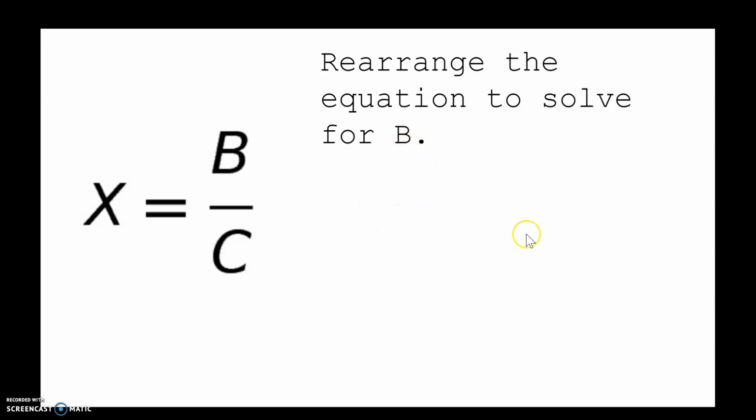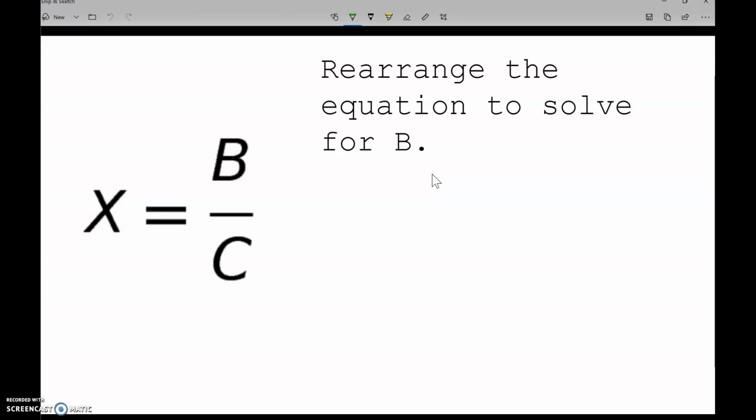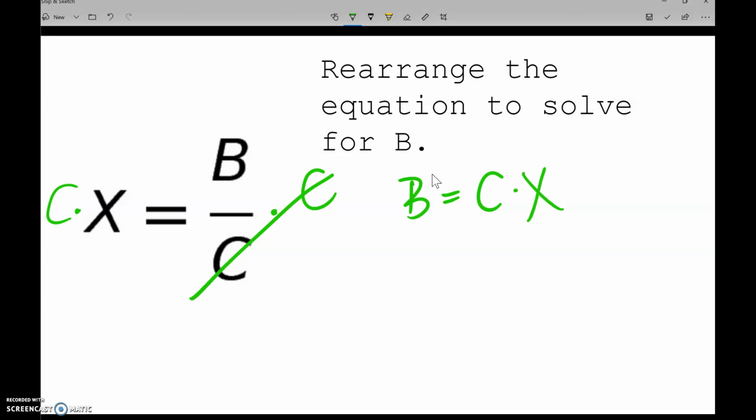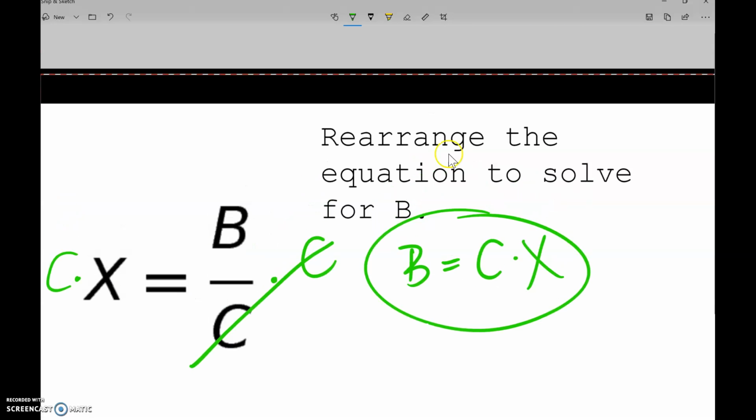So on this one, we're rearranging the equation to solve for B. Whenever you have a fraction, you've got to get rid of the denominator. And you're always going to do the opposite of what it's saying. So this is showing division, so we're going to multiply C on both sides. Okay, so now we have B equals C times X. And that's what we're solving for, B. So there's your answer right there.